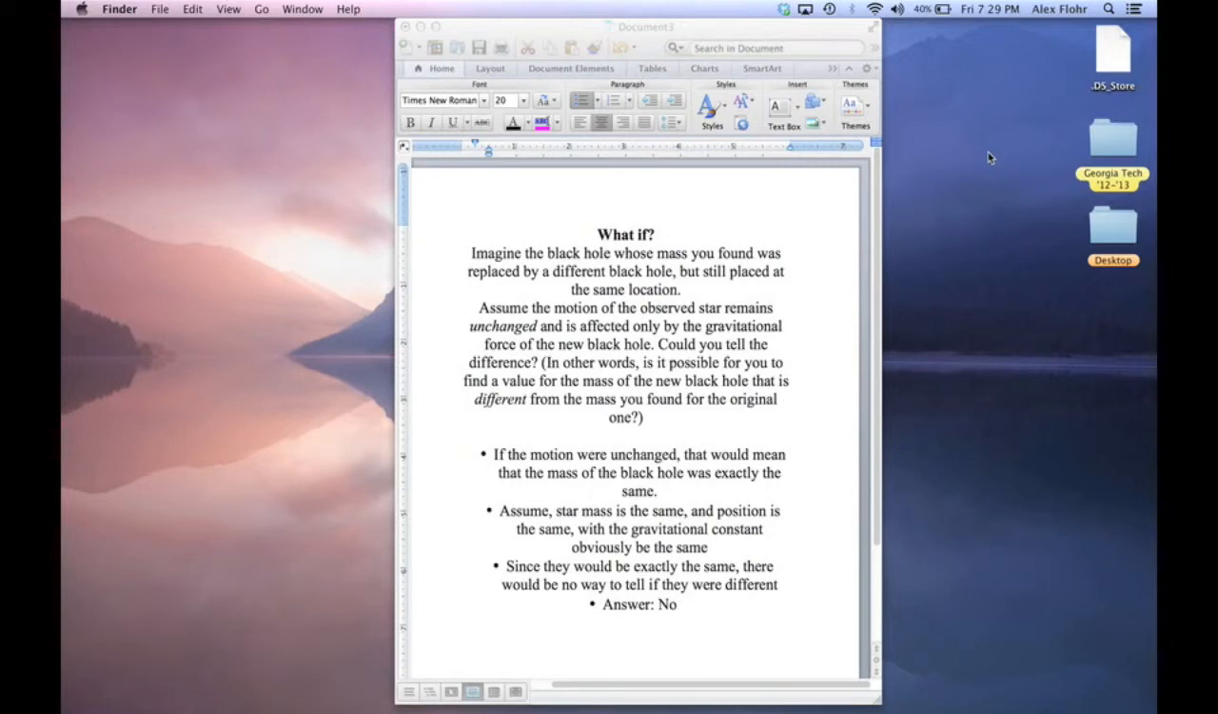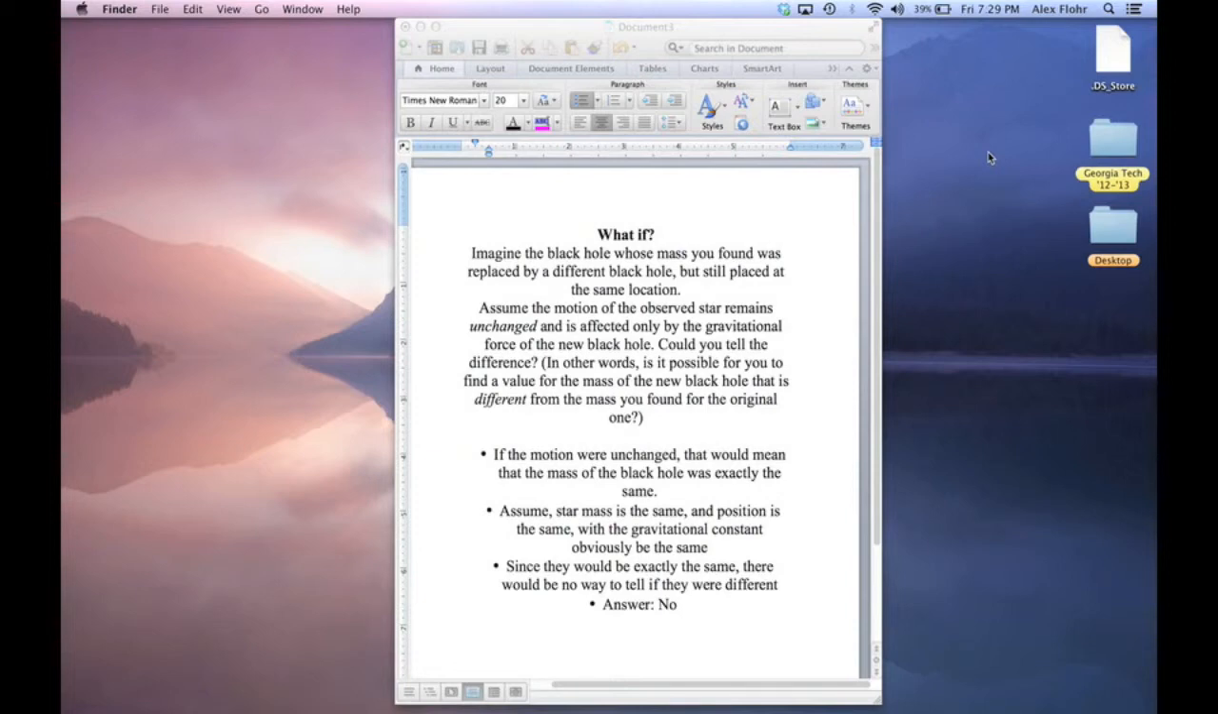So we want to know, what if? Imagine the black hole whose mass you found was replaced by a black hole, but placed at the same location. So we assume that the motion of the observed star remains unchanged and is affected only by the gravitational force of the new black hole. Could you tell the difference?